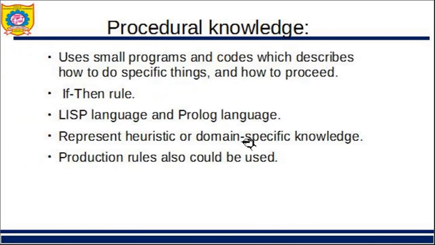Okay. The fourth one is procedural knowledge. It uses small programs or codes which describe how to do specific things, like small procedures. We remember if-then: if this is true, then do this. So it says how to proceed, else go to the else part, like that. Lisp and Prolog are used for this purpose. It represents heuristic or domain specific knowledge, and production rules can also be used.